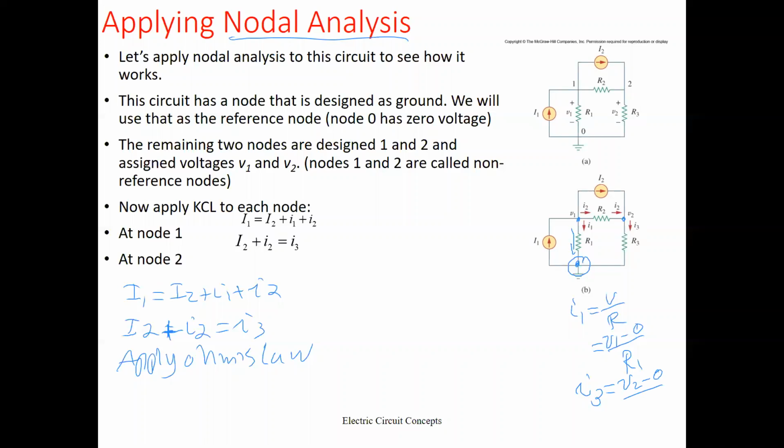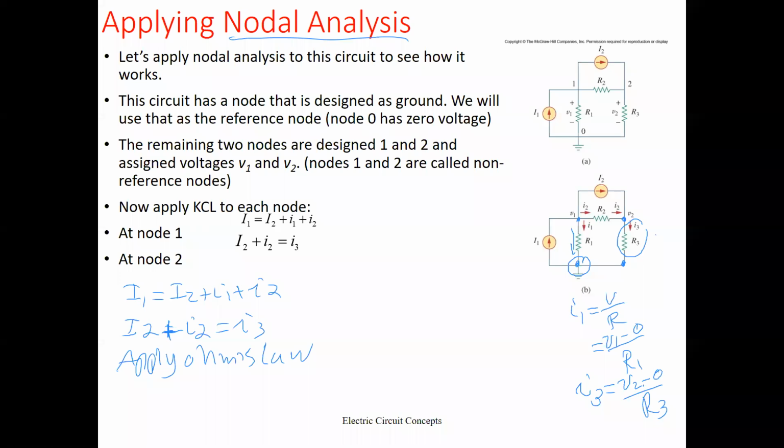So always to find the current through a resistor, we must find the voltage difference, or the voltage drop between where the current is starting and where the current is going to. Current goes from V2 to 0. So that means V2 minus 0 over 3 here. So we're done with the I1 and I3.